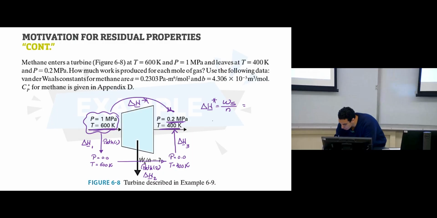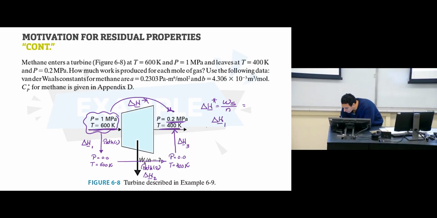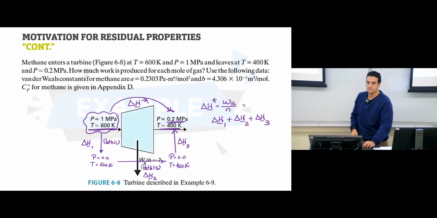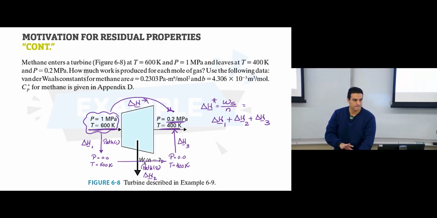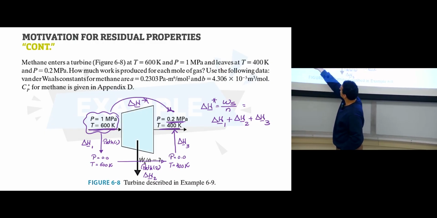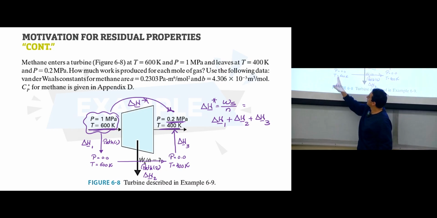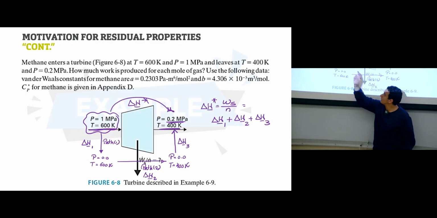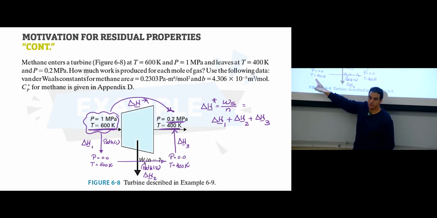This is equivalent to molar enthalpy change for path number 1 plus molar enthalpy change for path number 2 plus molar enthalpy change for path number 3. Clear? Any questions so far? Okay. Path number 1 and path number 3, here we have this condition, this condition at the same temperature, right? But here we have high pressure, here we have low pressure. At this low pressure, we can assume we have ideal gas.